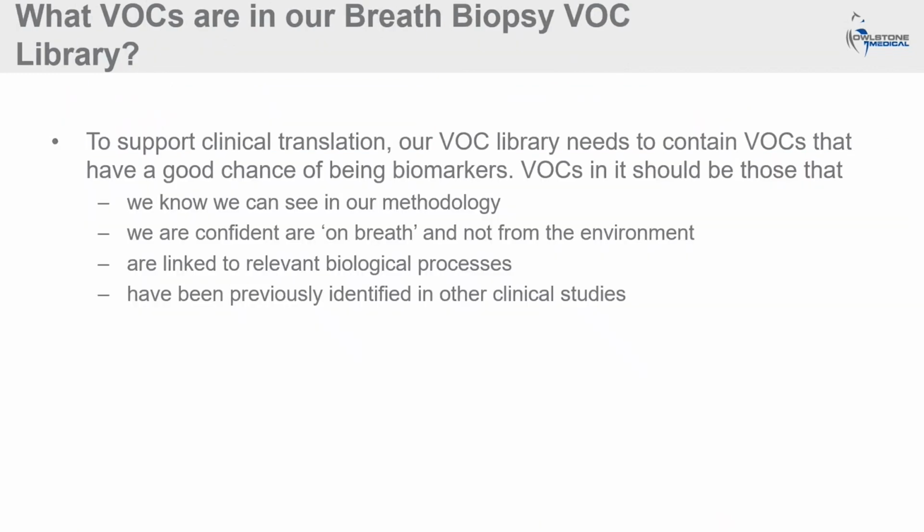So I've talked a little bit now about our breath biopsy VOC library. Of course, that's only useful if it contains VOCs that are potentially good biomarkers. So our VOC library needs to contain VOCs that have a few different properties. First, we need to know and be confident we can see it in our methodology. That's nice and easy to check. We check that we can see the compound using standards. We can see that it absorbs onto the absorbent tubes and the absorbent material we're using. We can check it comes off. And we can check that we can see it in our GCMS methodology reproducibly as well. So everything that's in there will be tested in that way to know that we can see it in our method.